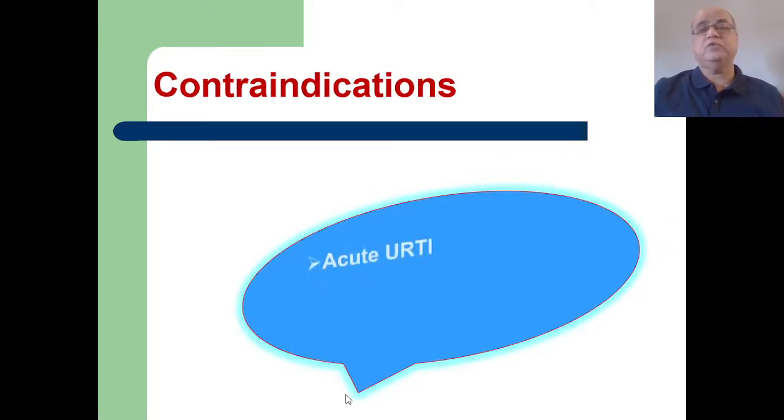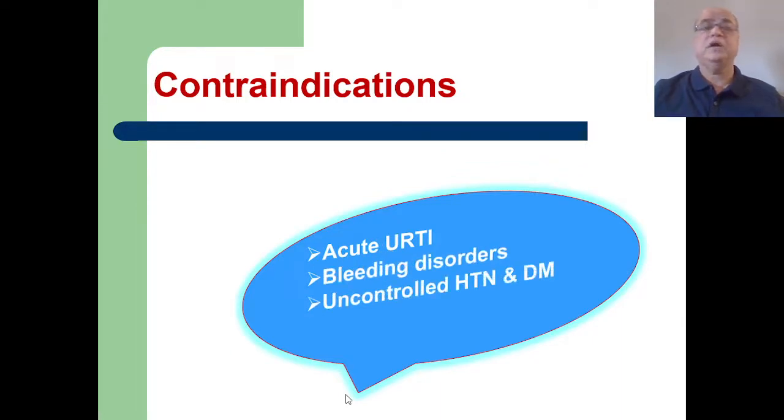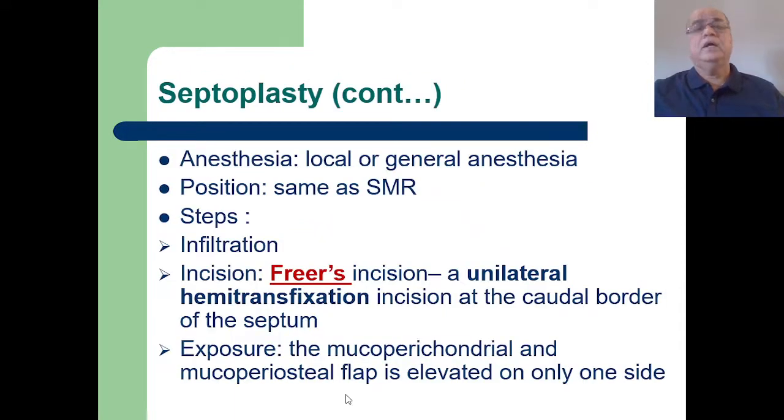Contraindications are again almost the same: acute upper respiratory tract infections, bleeding disorder, uncontrolled hypertension and diabetes mellitus. But in SMR, one contraindication was that the patient should be at least 17 years or above. Below that it could not be done, but that is not a contraindication in septoplasty. So septoplasty can be done in children as well, in any age group, while SMR can only be done after the age of 17 years. Again, the anesthesia, nowadays we do it under general anesthesia.